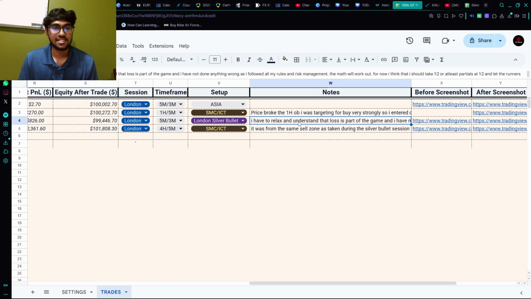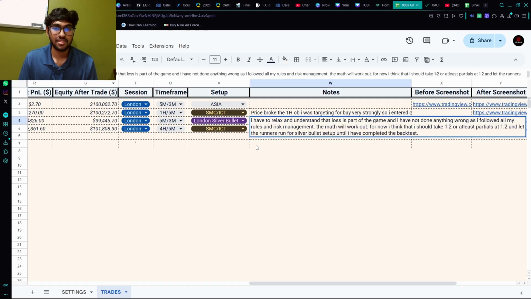So let's just have a read through my notes, right? For the London silver bullet session. I have to relax and understand the loss is part of the game, and I have not done anything wrong as I followed all my rules and risk management. The math will work out. For now, I think I should take 1:2 or at least partials at 1:2 and let the runners run for silver bullet setup until I have completed the backtest.